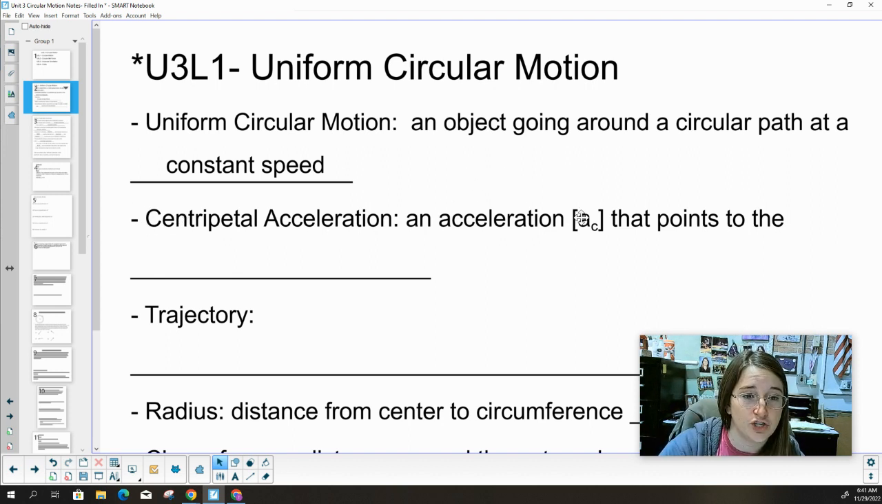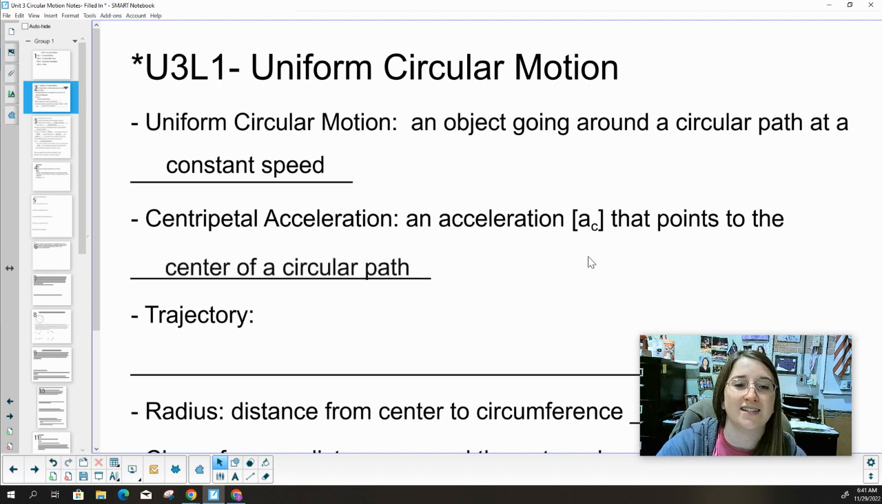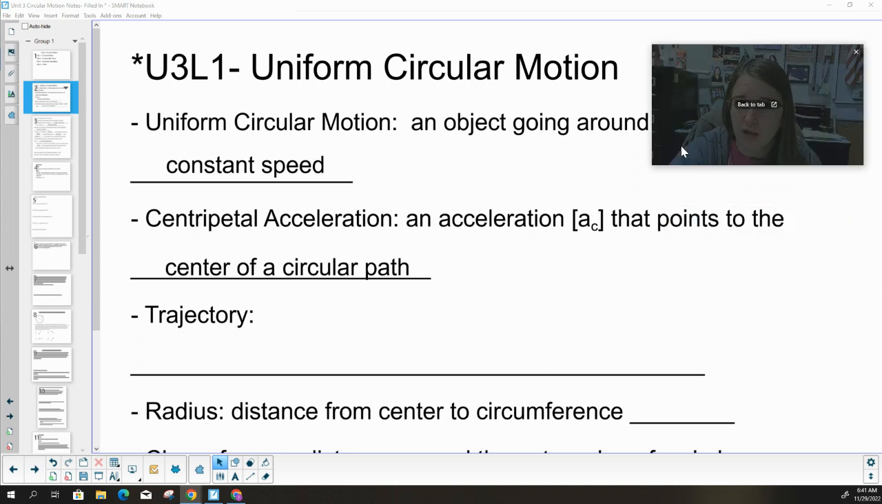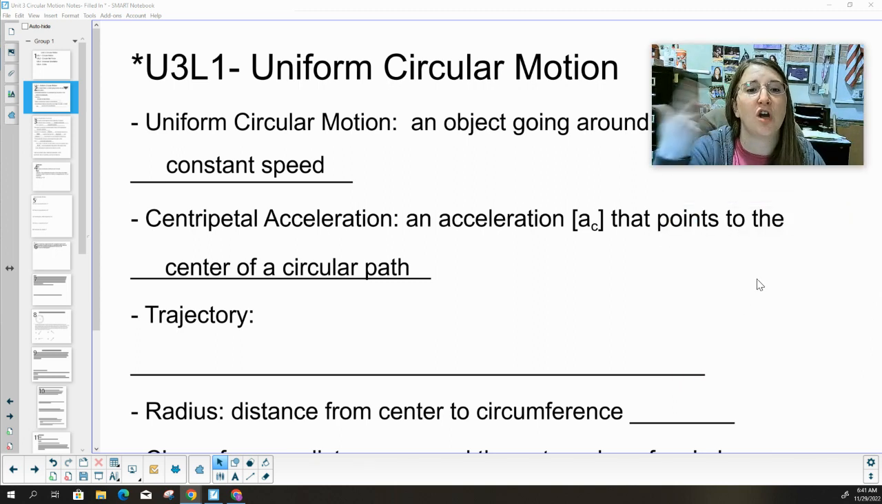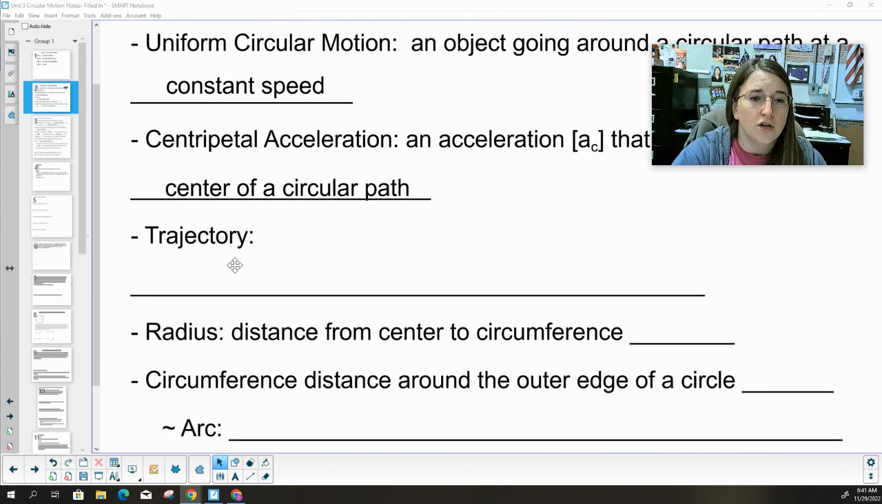So what we call this acceleration is the centripetal acceleration. This is an acceleration that points to the center of the circular path, or in particular, to the center of whatever is causing the rotation. When we talk about orbits, they are not circular. A lot of times they're going to say a circular orbit, and that's not true in real life, but it makes it simple for us. So it is to the center of whatever is causing that rotation.